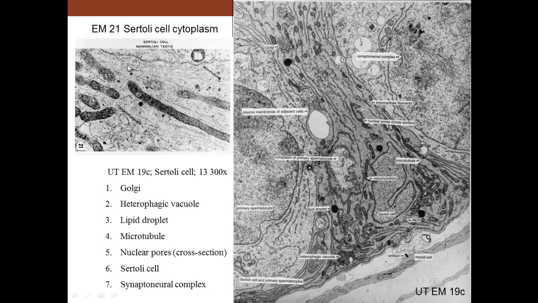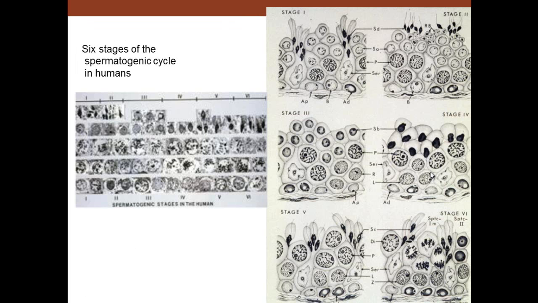So here we see the Sertoli cell cytoplasm in the EM. This is the nucleus of the Sertoli cell. We can see lots of microtubules in the Sertoli cell. This one here too, you see the Sertoli cell nucleus here. Mitochondria, there are primary spermatocytes here and here. We see the synaptonemal complex in a couple places. Golgi in the Sertoli cell. We can see lipid and heterophagic vacuoles in the Sertoli cell, and we can't see it at this magnification, but there are very, very long microtubules located in Sertoli cells.